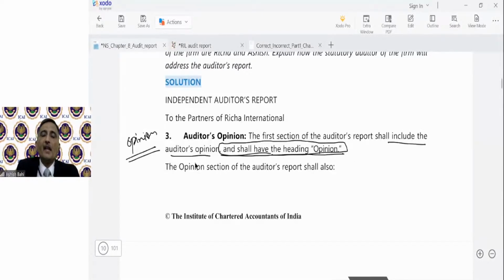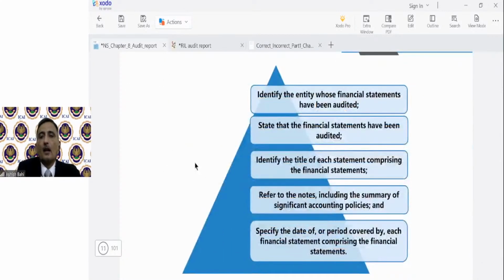So if he is giving an unmodified opinion, meaning if he is giving a clean report, then he shall express his opinion as such. If he is giving a modified opinion, then he shall state that it is a modified opinion and change the heading accordingly. So we shall be coming to this topic when we do SA 705 also. So the opinion section of the auditor's report shall also identify and state these things.